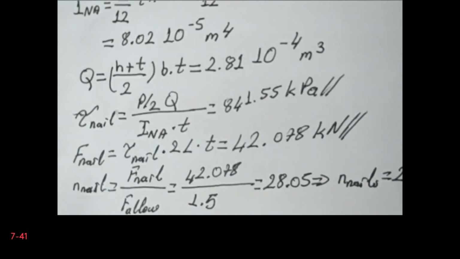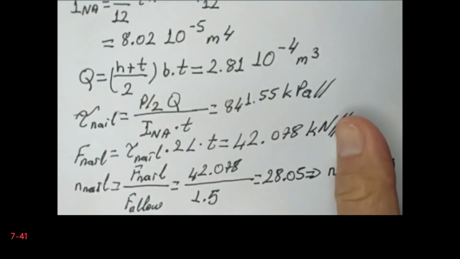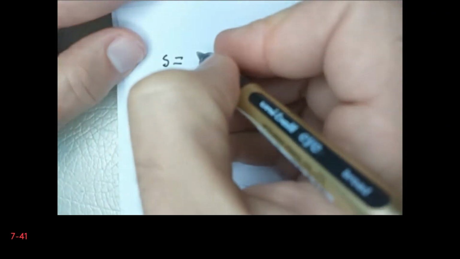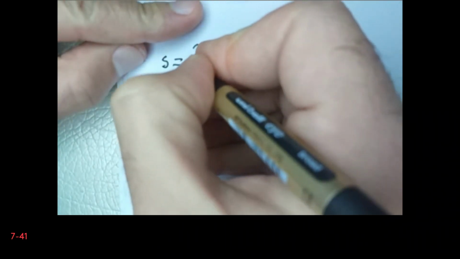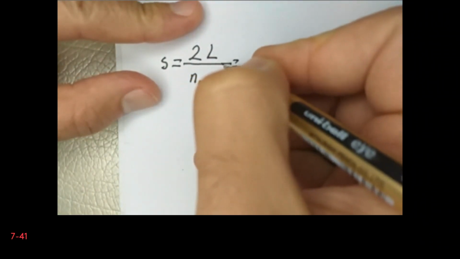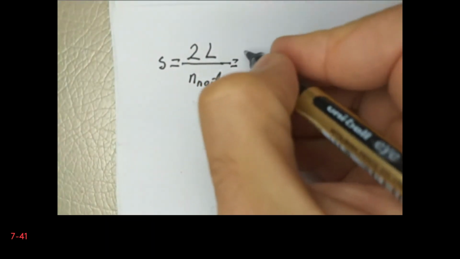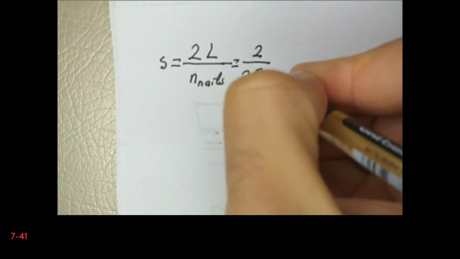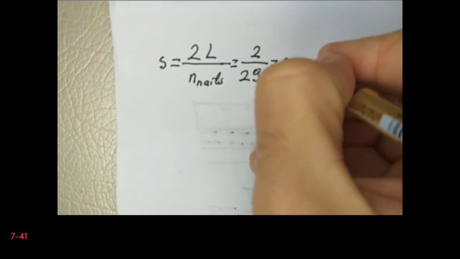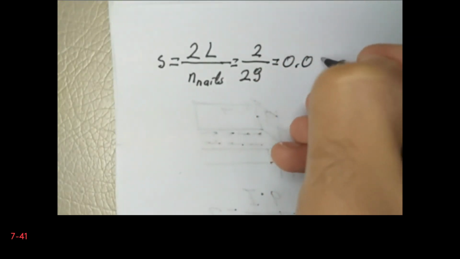Of course, we can calculate the spacing between the nails. So the spacing is, let's say S. It is total length divided by total number of nails. So it is basically, for this problem, 2 divided by 29. What you are going to get is 0.0689 for the spacing.